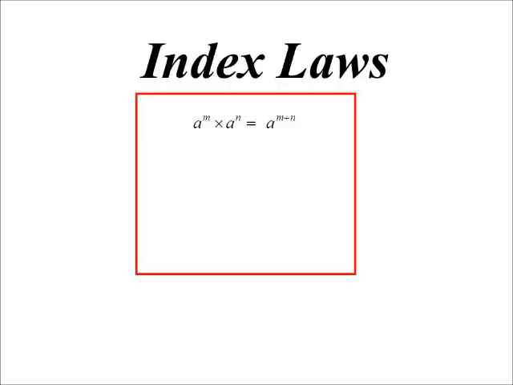Our index laws, just a quick revision of those. We remember that when we multiply, we add the powers, and when we divide, we subtract the powers, and when it's parentheses, we multiply the powers. And then, of course, there's this little one here, which is often misquoted as anything to the power of 0 is 1. And I say misquoted because that's not true.